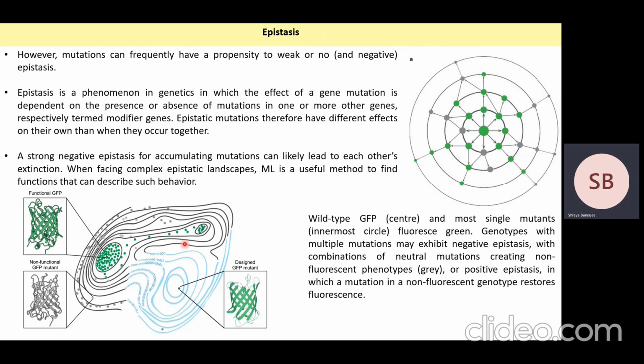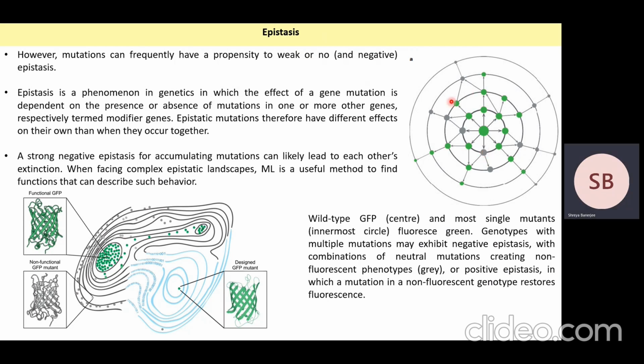When facing complex epistatic landscapes, machine learning is a useful method to find functions that can describe such behavior. So in the middle, consider this as wild type green fluorescent protein, which fluoresces green. Now, suppose this innermost circle is a single mutation. Most of the single mutations maintain the green fluorescent property, but two particular mutations lead to the extinction of green fluorescence. These gray dots mean that these mutations are no longer green fluorescent.